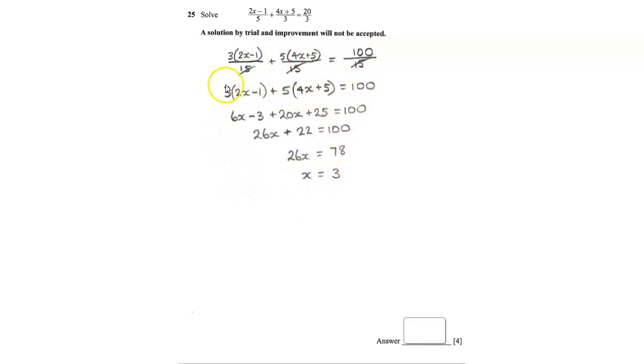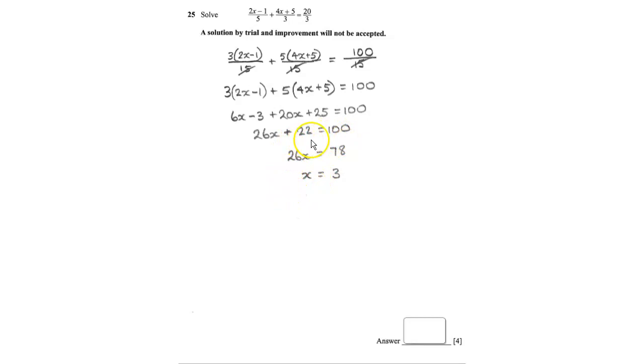Next step is we expand the brackets. So 3 times 2x is 6x, 3 times minus 1 is minus 3, 5 times 4x is 20x, 5 times 5 is 25, and that's equal to 100. Next one is we simplify it by collecting our like terms. So we can see 6x and plus 20x, so when we add them two together it's 26x, and minus 3 plus 25 is plus 22. And that should be equal to 100.